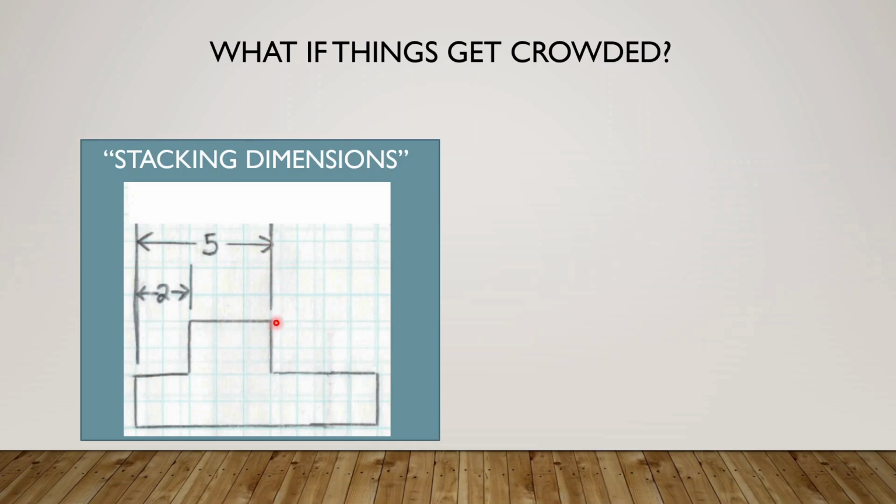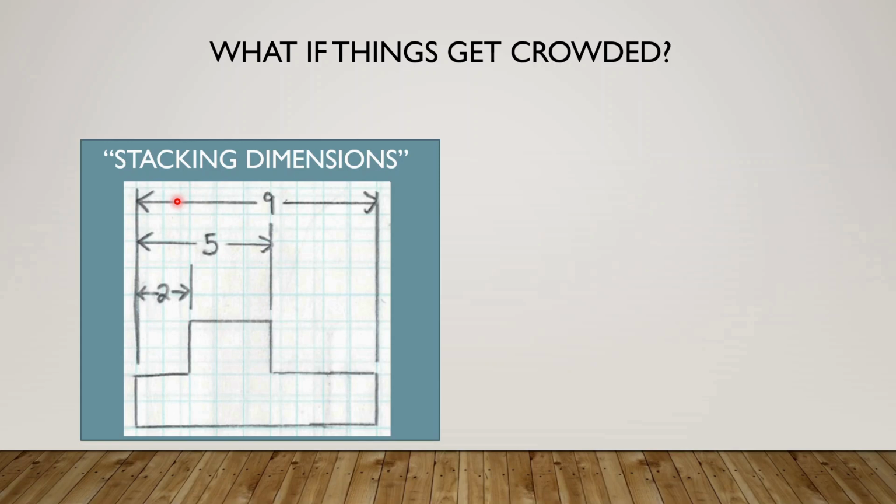So I'm saying from here to here it's 5. And then finally, I can stack one more dimension on top of the 5, like this. So now I'm saying from this point to this point, it's 9 squares. When you're stacking dimensions, the smallest number must always be closest to the picture. So that's 2, that's closest to the picture. And the largest number, 9, must be furthest away from the picture. It doesn't work if I put the 9 down here and the 2 up there.